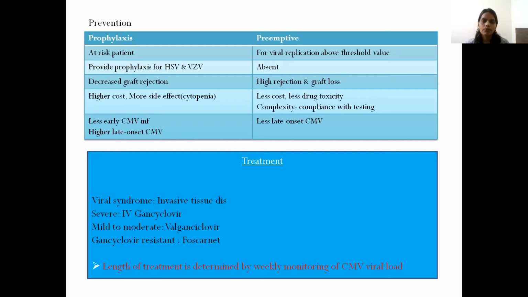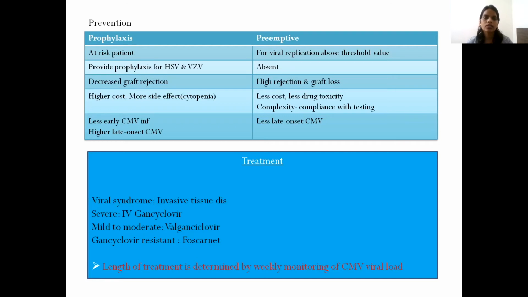The preventive therapy for CMV infection can be given either as prophylactic therapy or as preemptive therapy. So what is prophylactic therapy? Prophylactic means it is given to the patients who are considered high risk. This, along with prophylaxis for CMV infection, can also provide prophylaxis to HSV and varicella zoster virus infection.